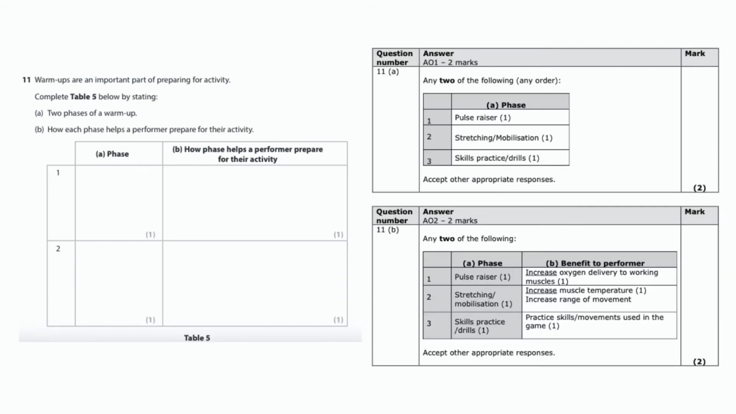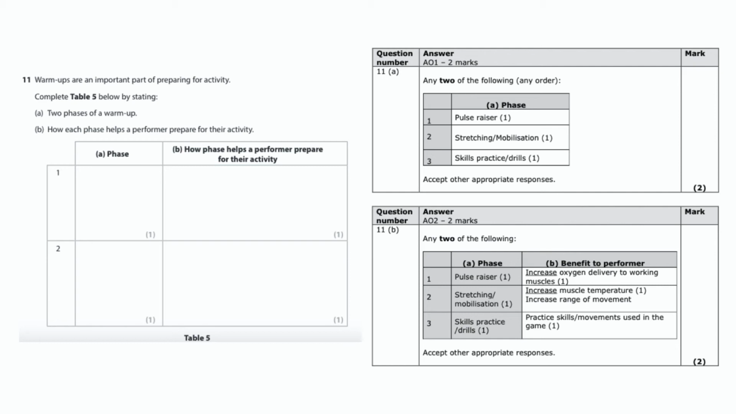The next question is about warming up. Warm-ups are an important part of preparing for activity. Complete the table by stating 2 phases of a warm-up and how each phase helps a performer prepare for their activity. So the first phase of a warm-up is the cardiovascular stage. How does this phase help you prepare for an activity? You start to get oxygenated blood to your muscles during that warm-up. So when you start the event, the muscles are already being supplied with the energy that they need.